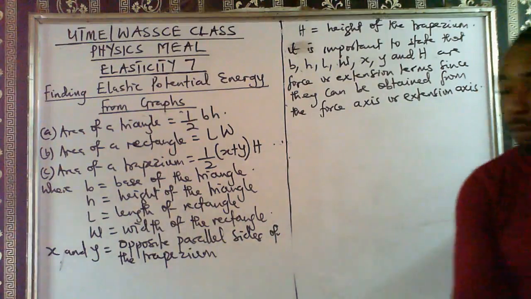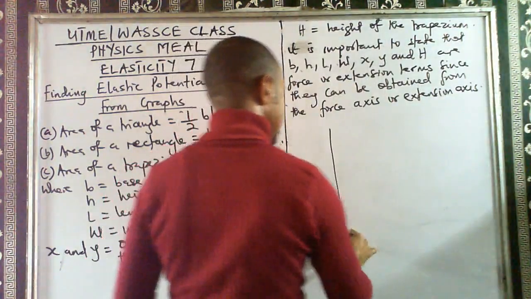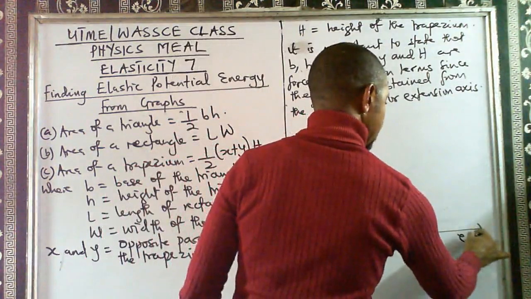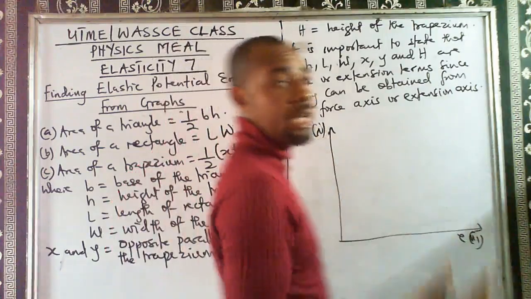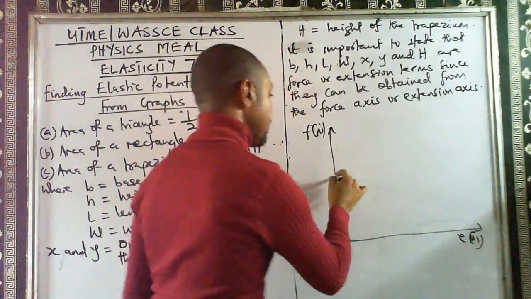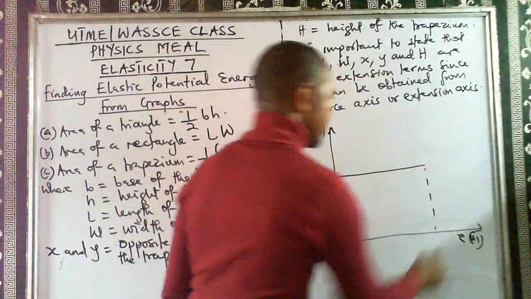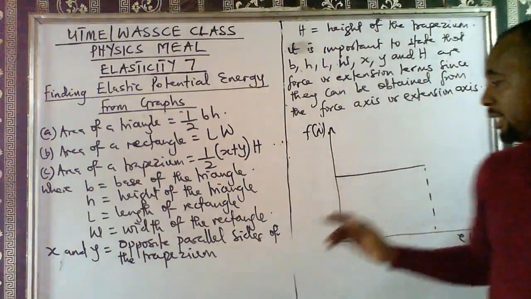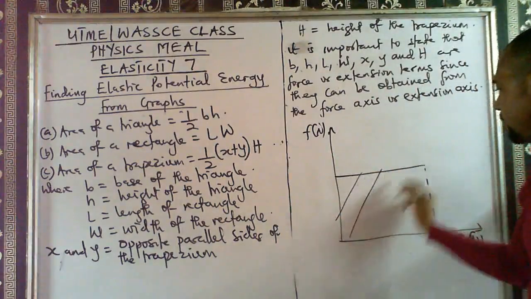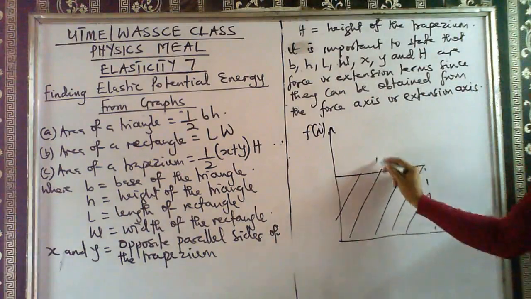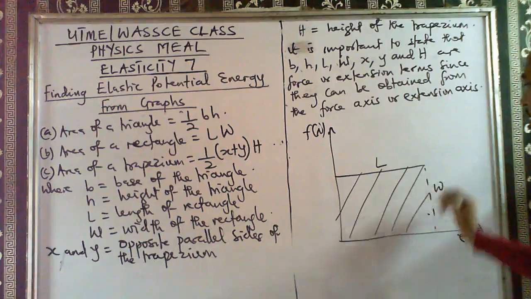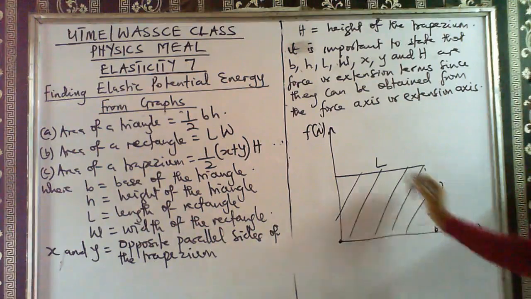Let's say that upon drawing the graph, that will have this extension in meter, force in Newton. Let's say I have this, and after drawing the graph, I have something like this. Now you notice that this is a rectangle now. The whole of this is a rectangle. So this becomes the length. This becomes the width. So from here to here is still this length.